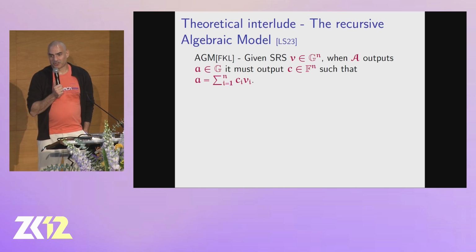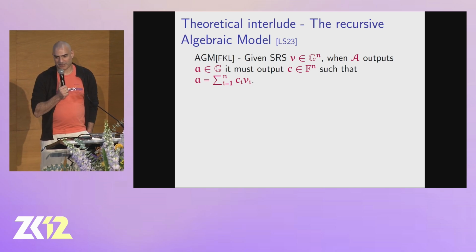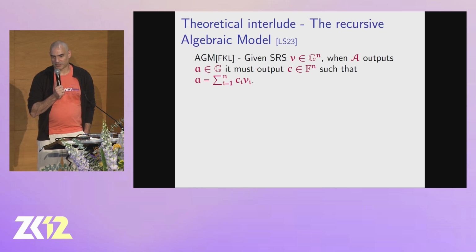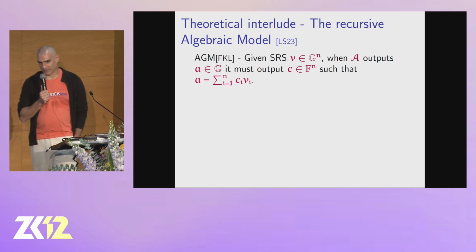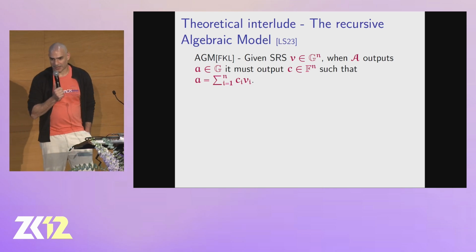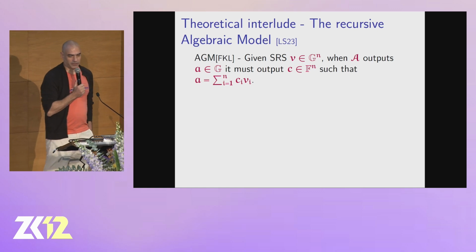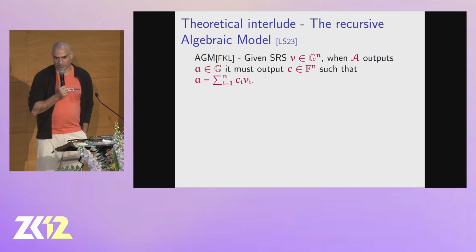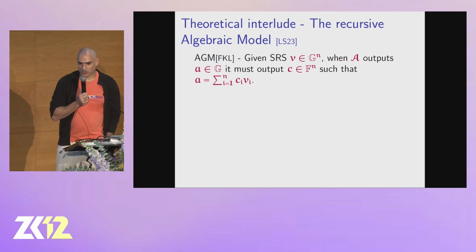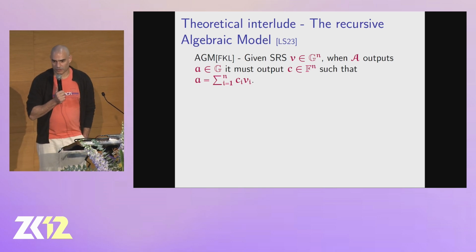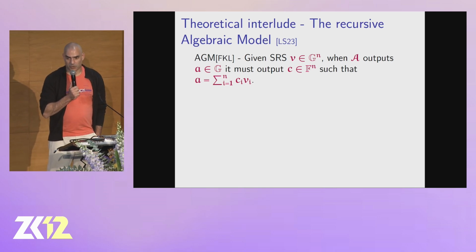the recursive algebraic group model that was implicitly introduced in this paper, Analyzing Nova by Li and Seo. I hope I'm saying that right. And let me explain to you what this recursive algebraic model is. So let's talk about the original AGM. What was the idea there?